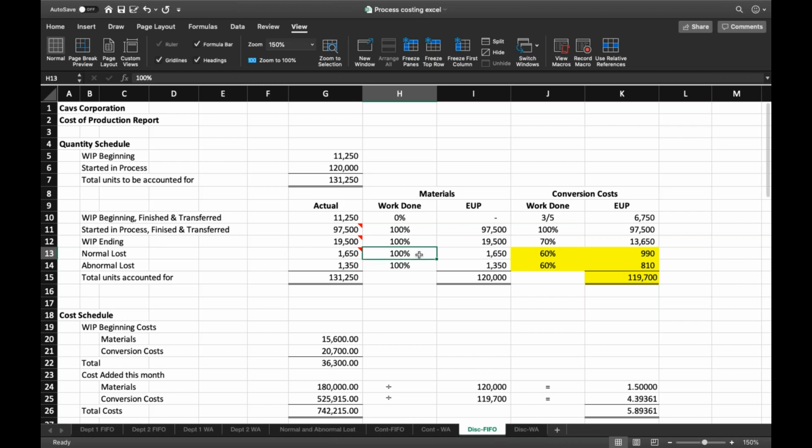Sir, bakit itong normal loss and abnormal loss meron? Kasi ang inspection point is at 60%. So therefore, nalagyan muna siya ng materials bago na-inspect na meron tayong mga lost units at 60%. Kaya 100% muna sila sa materials kasi nalagyan sila ng materials before inspection. So in terms of conversion cost, dahil at 60% yung inspection point natin, at 60% dun sila na-identify na wala na o nawawala sila, they are lost units. So ang nai-apply sa kanilang conversion cost is up to 60%.